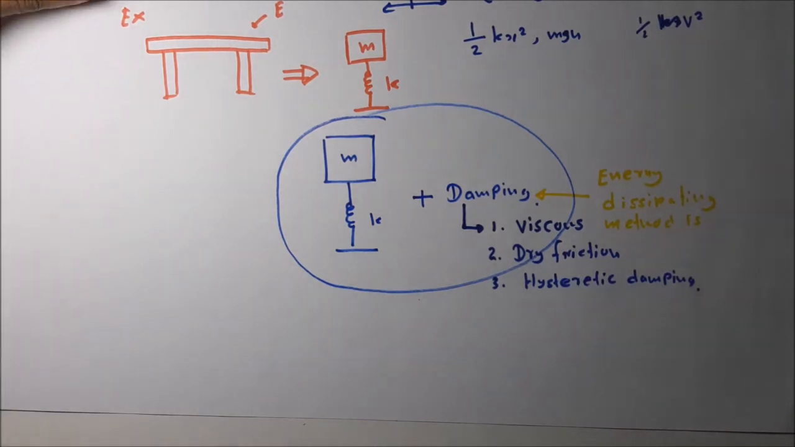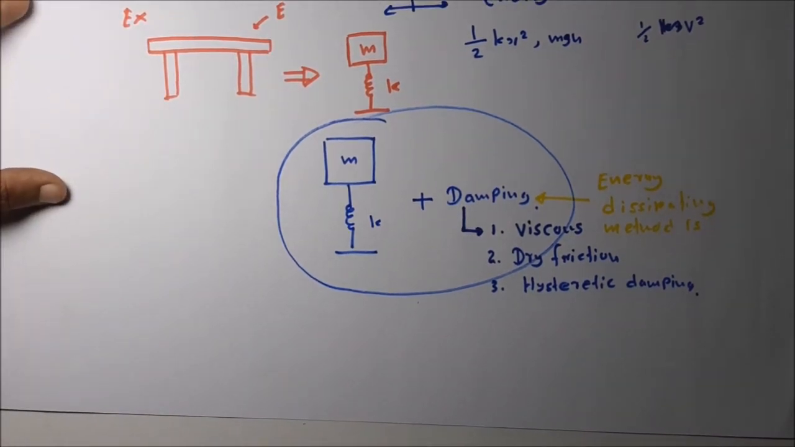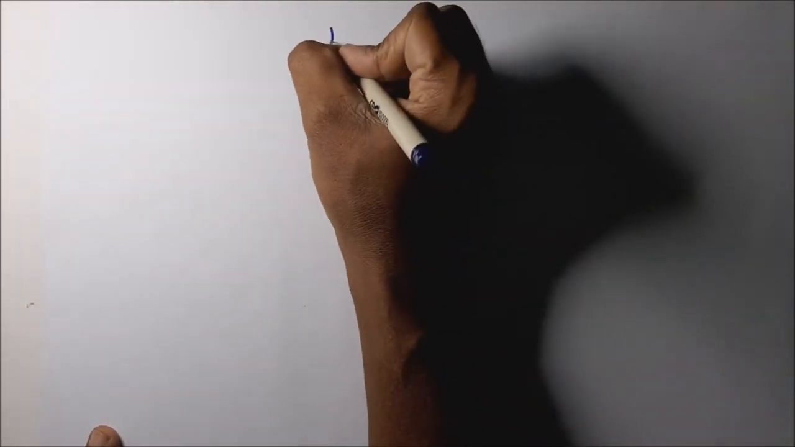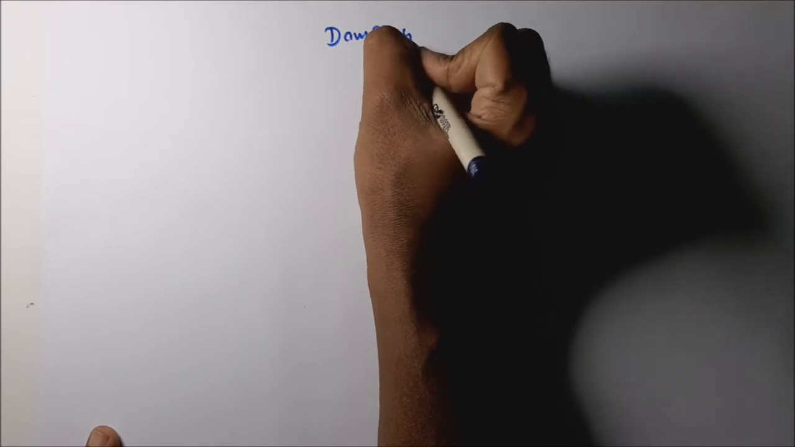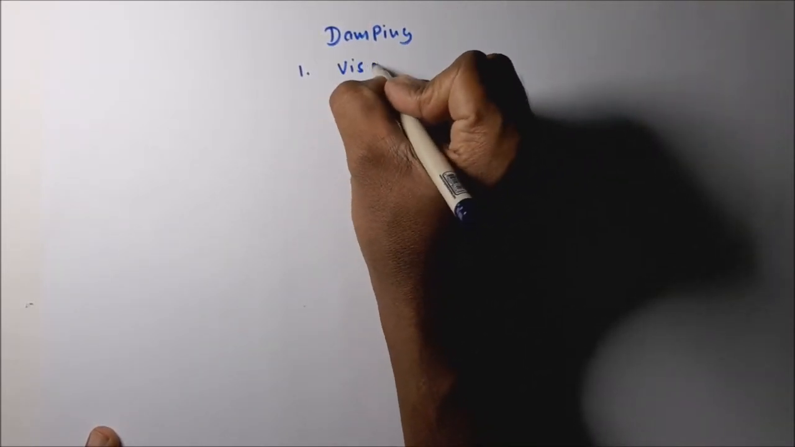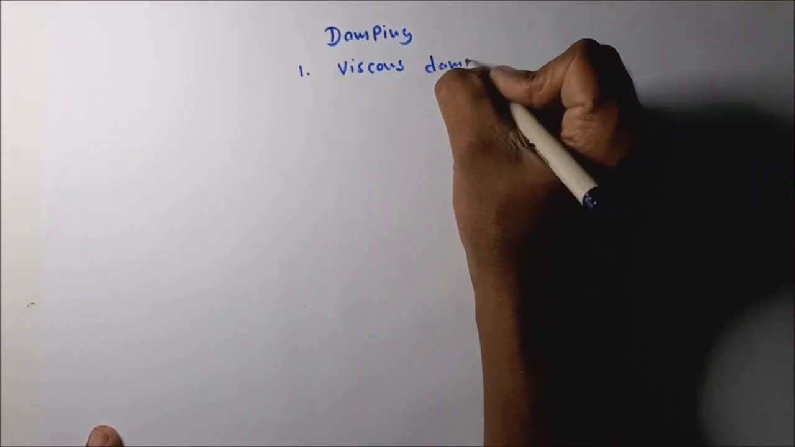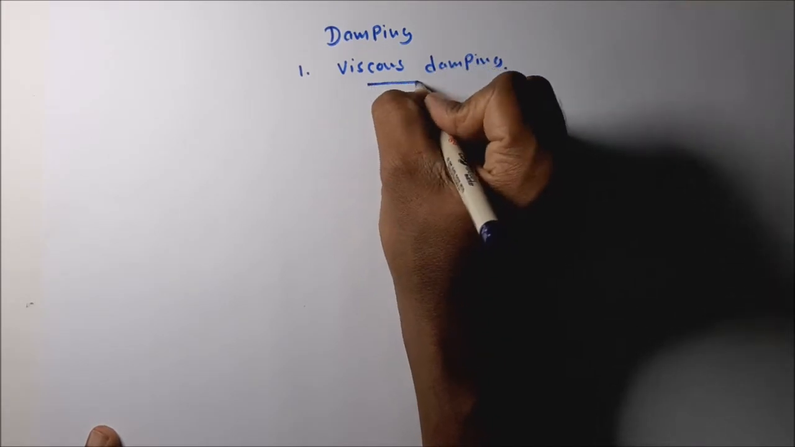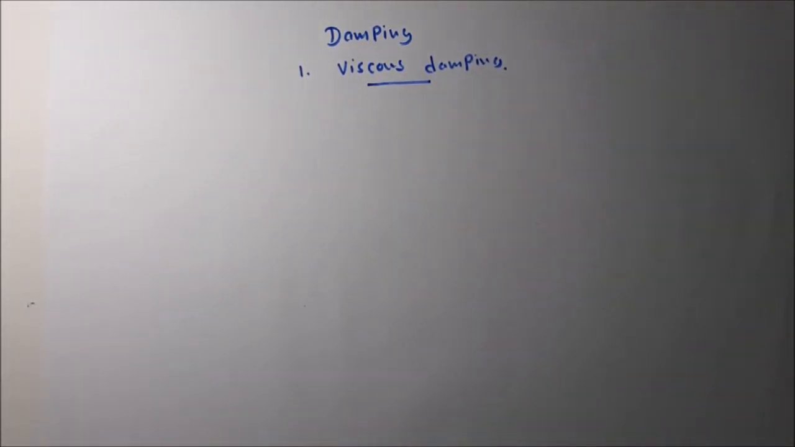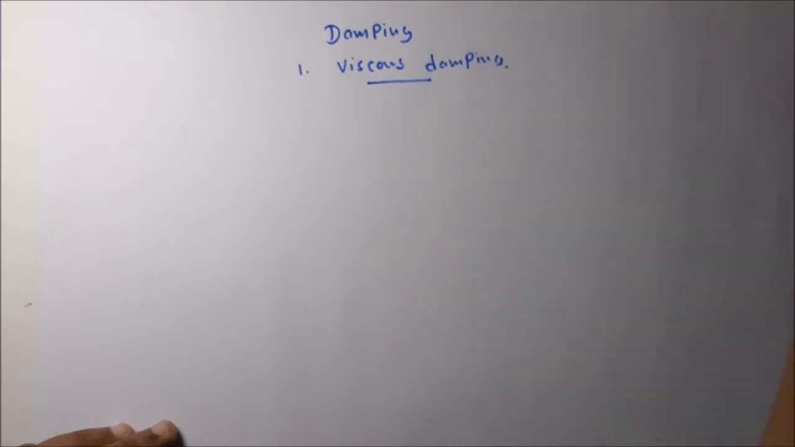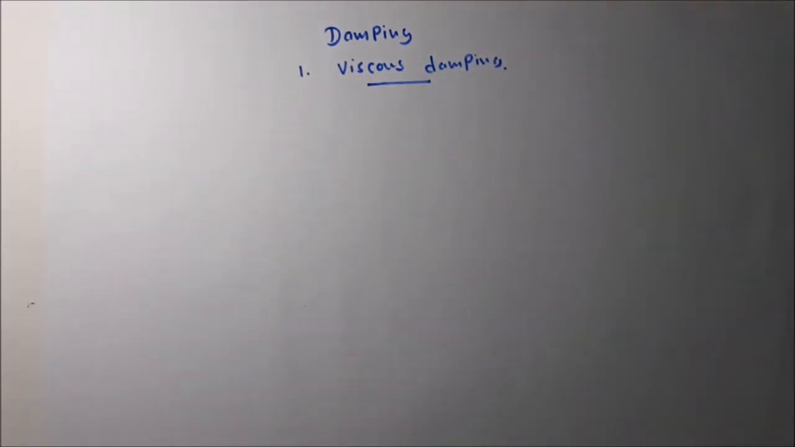Okay, first let me elaborate this damping method. Let me take the first one, the viscous damping. Viscous damping means damping due to the viscous friction. Damping due to the viscous friction is called viscous damping.